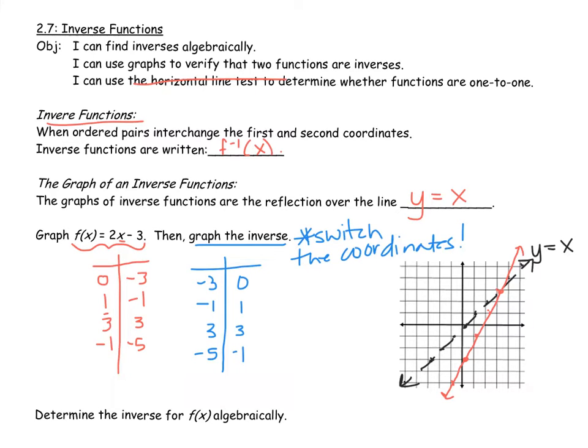Now let's go ahead and plot these 4 points. Negative 3, 0 over on the left, negative 1, up 1, and then all the way over to 3, 3. Last but not least, negative 5 down to negative 1. If we connect these dots all the way from left to right, do you see how the red would be the reflection of the blue over the line y equals x? So now what we'll do is after we graph, we'll determine how to algebraically find the equation for that inverse line.